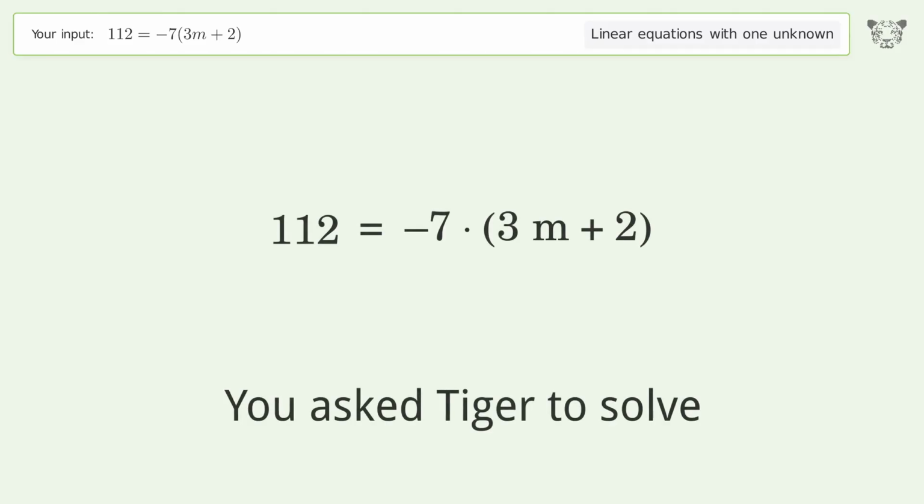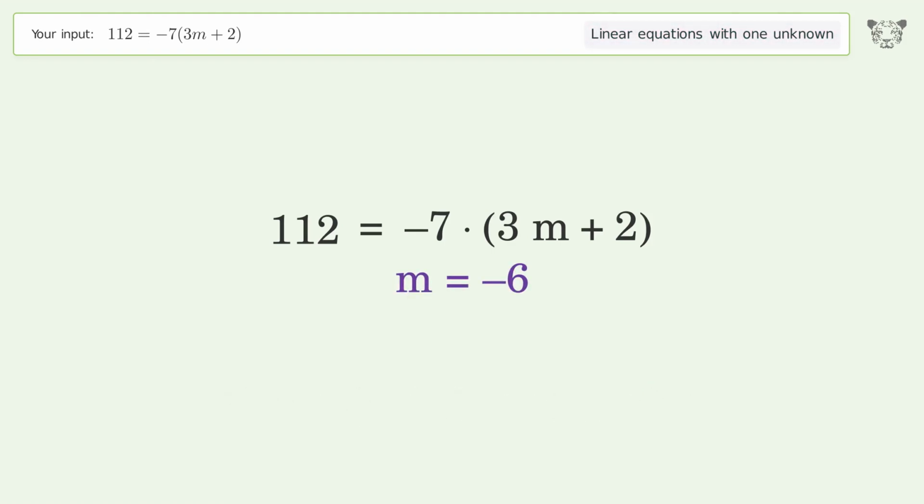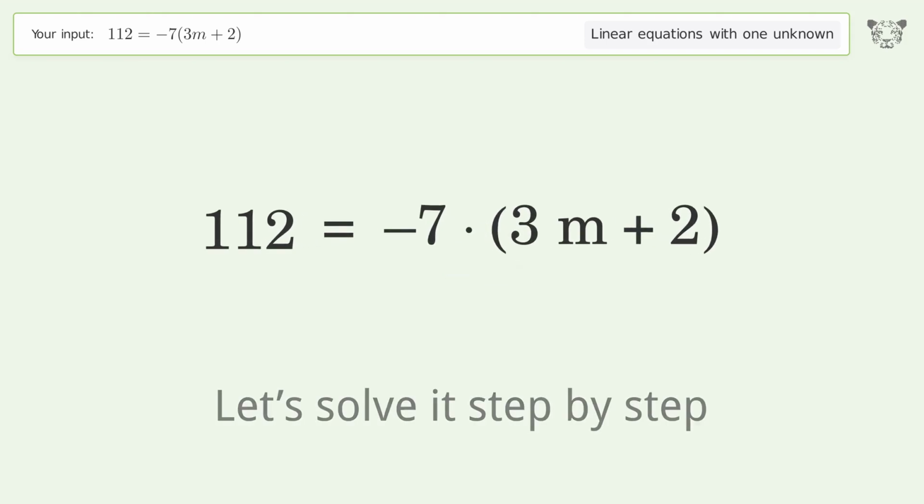You ask Tiger to solve. This deals with linear equations with one unknown. The final result is m equals -6. Let's solve it step by step.